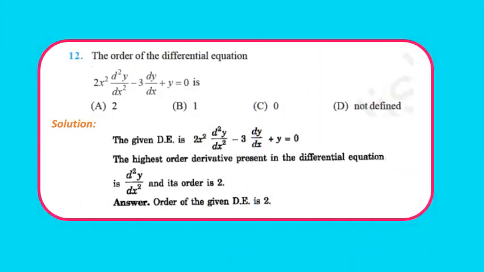Moving to question 12. The order of the differential equation 2x² d²y/dx² − 3 dy/dx + y = 0 is, now there are 4 options. Now we have d²y/dx² and dy/dx, and the highest order is what? 2, because the double derivative d²y/dx² is there. According to the definition, the order of a differential equation is the order of the highest order derivative present in it. So the highest order derivative is d²y/dx², and the order of the differential equation is 2, which is option A. Clear? So pause and note down the solution.